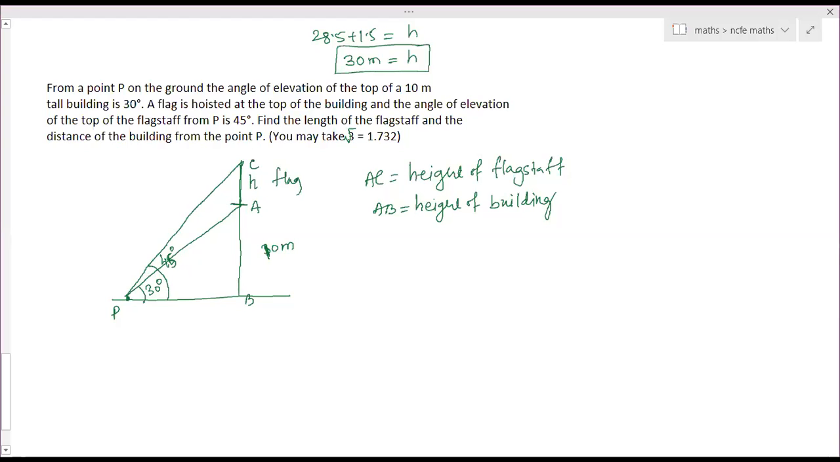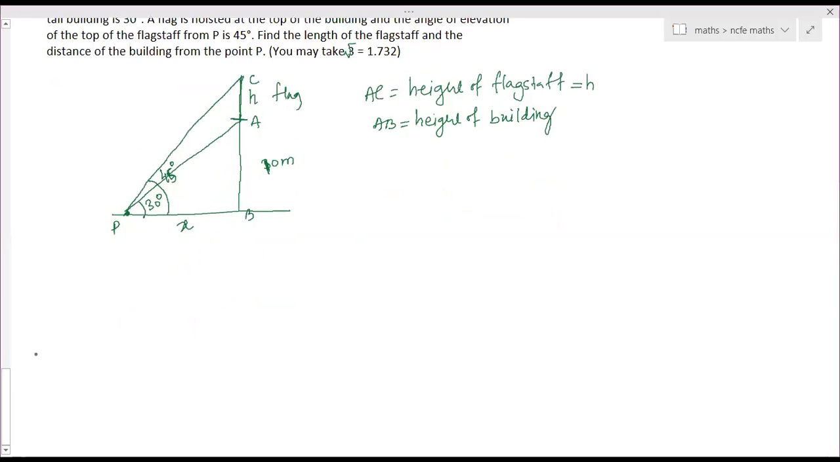So length of the flagstaff we have to consider as h. This is equal to h. And the distance of the building from the point of observation P, we will consider as x. So BP is the distance of the building from P. That is, we have considered x meters. So we have to calculate the value of x as well as h value.